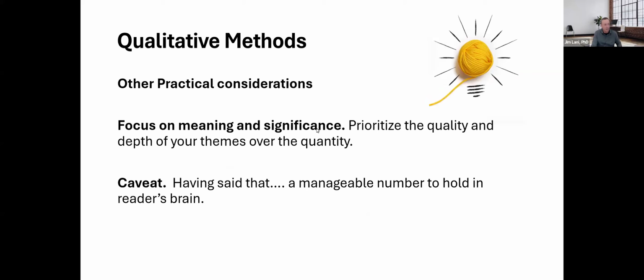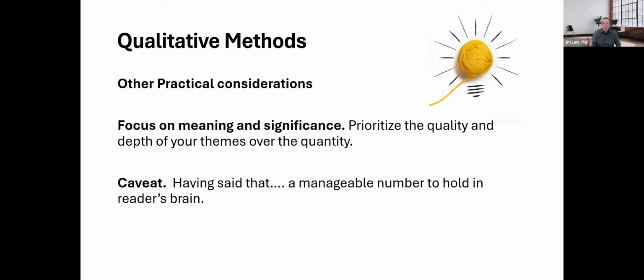Other practical considerations. When I speak to students mostly, but even faculty, they ask, how many themes are reasonable? The rule of thumb is quality and depth over quantity. Don't over-prioritize quantity.